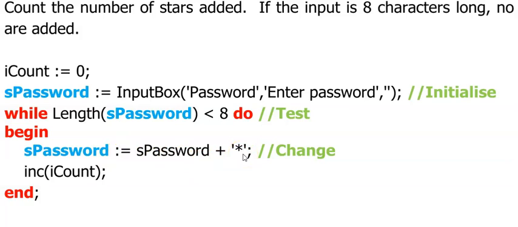At this point, the password length is 8, and when my while loop tests the condition here at the top again, the length of the password is now 8, and 8 is not smaller than 8, and therefore it will not execute the code between this begin and end again.